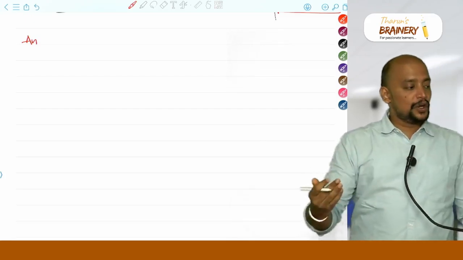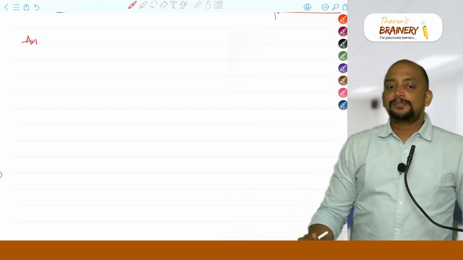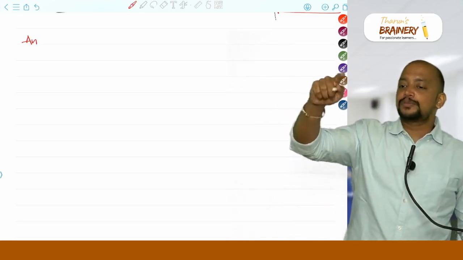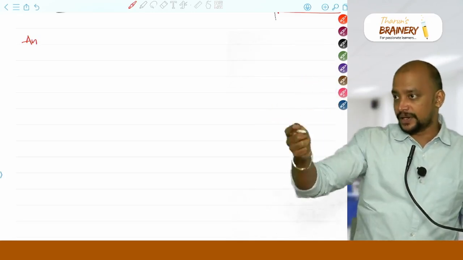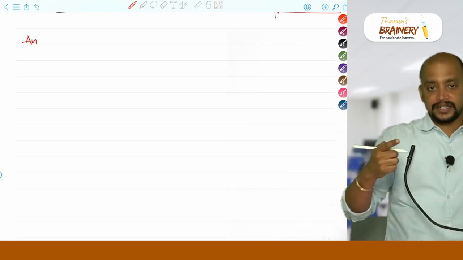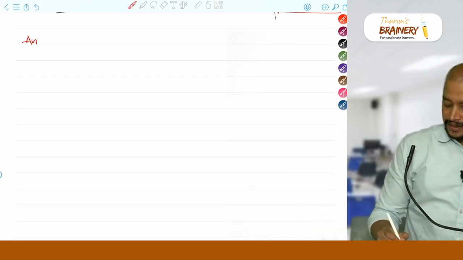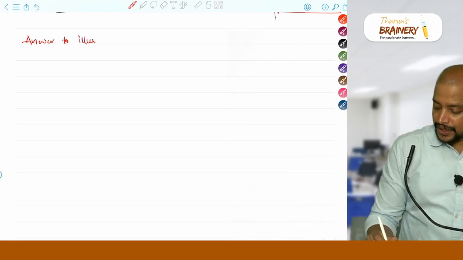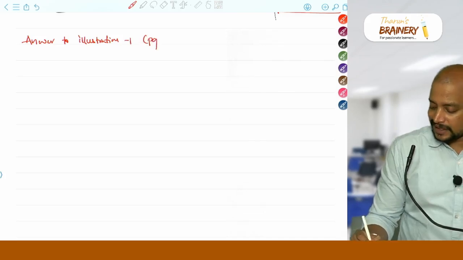Answer to illustration 1. As I told you already in the last class, please give page numbers to your notebook and update those page numbers in the text, in order to locate where the answers for these questions are. Answer to illustration 1. What's the page number? Page 382, no? I am just writing it for reference.